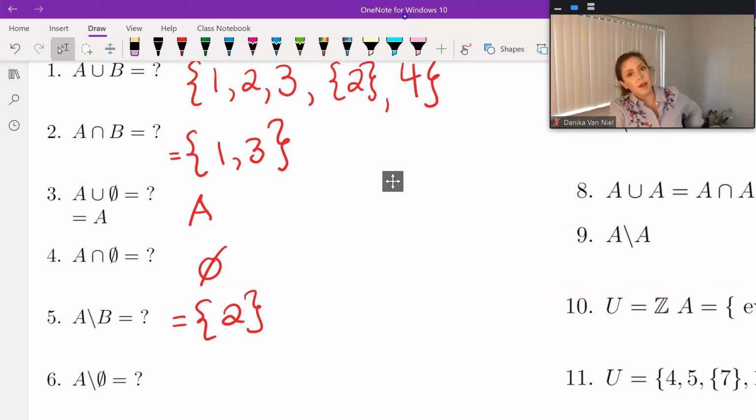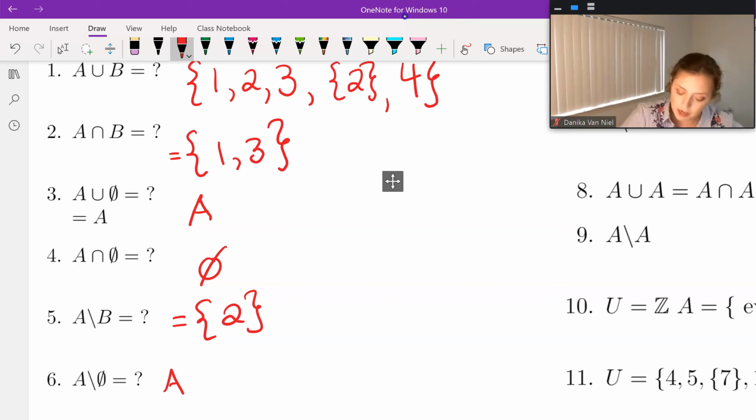Okay, so what's A minus the empty set? What's an element in A that's not in the empty set? Well, all the elements in A are not in the empty set, so it's just going to be A again.